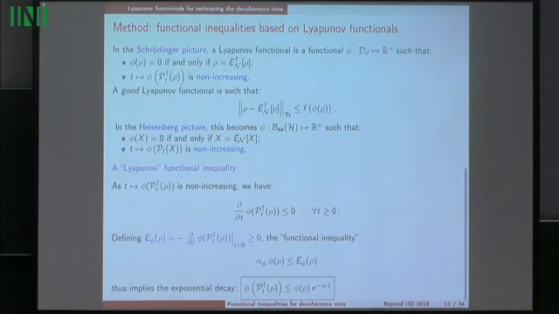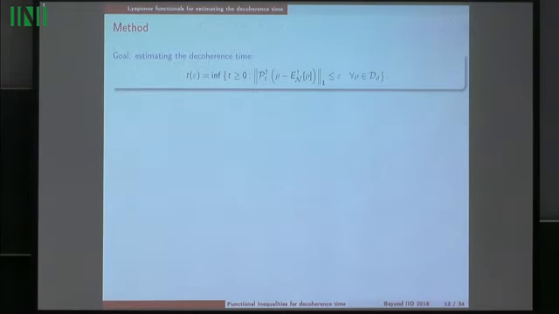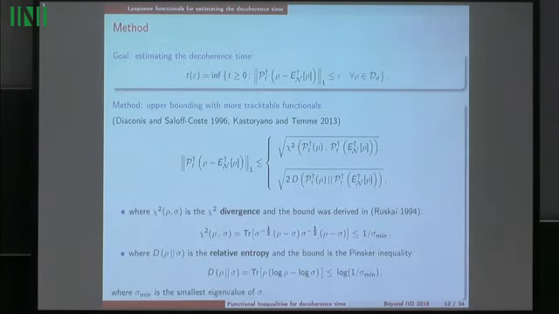Okay, so we will do this for two Lyapunov functionals. First I recall the definition of the decoherence time. The two Lyapunov functionals that we will use: the first one is a chi2 divergence, and the second one is a relative entropy. The first bound was derived, I think, by Ruska in '94, and then it was reproved some years later for generalized chi2 divergence. And the second one is Pinsker inequality.